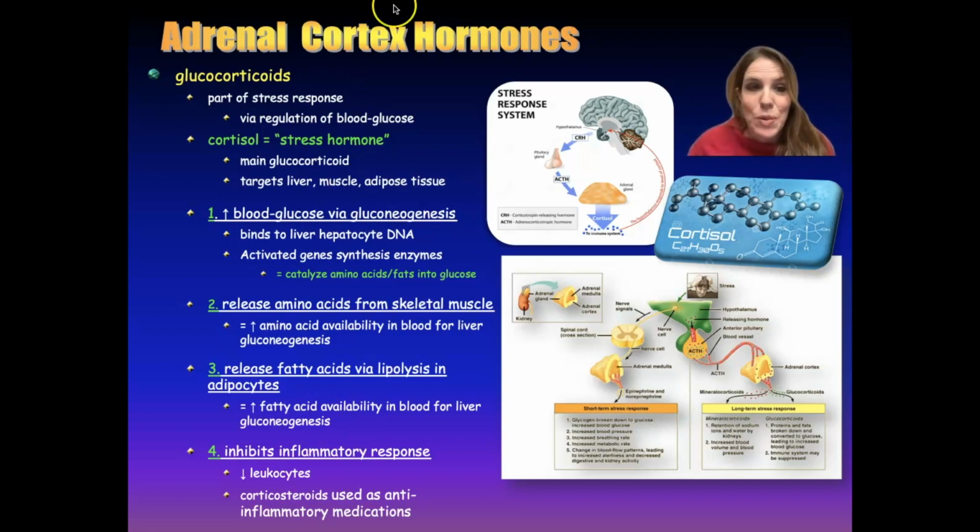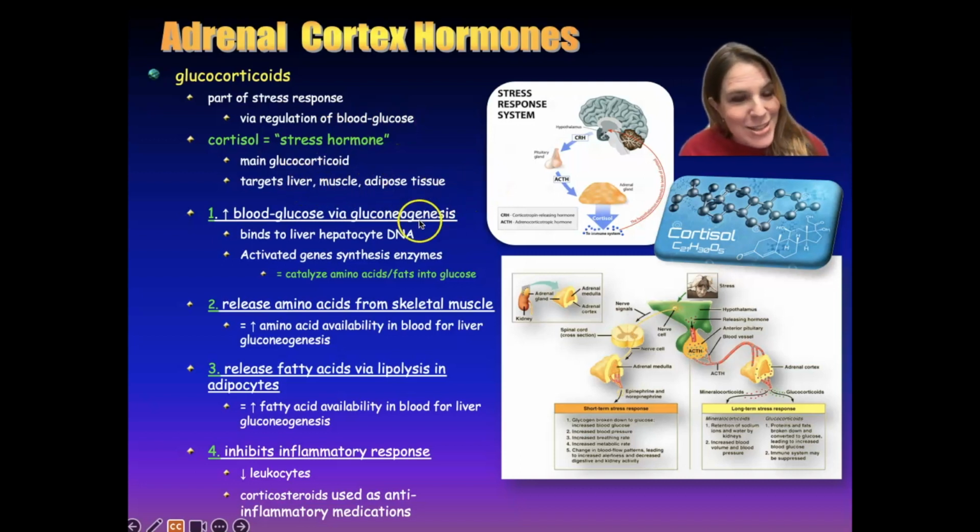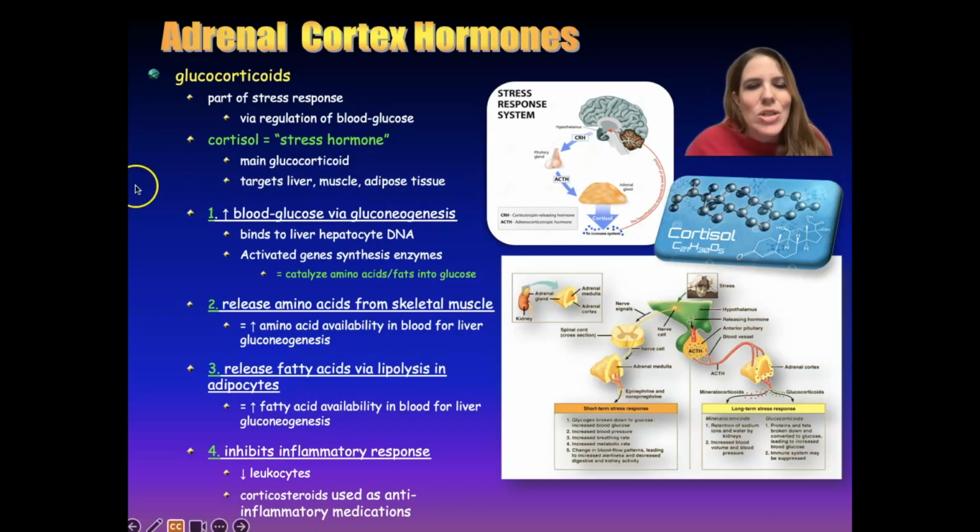It's going to help regulate blood glucose levels, and it's going to target cells in the liver, the muscles, and fat cells. So how is it going to do this? Well, just like we talked about with growth hormone and thyroid hormone, cortisol is going to help ensure that there's enough glucose in the blood via gluconeogenesis, so that when that lion's chasing you or you're studying for your test, you have fuel in the blood to do what you need to do.